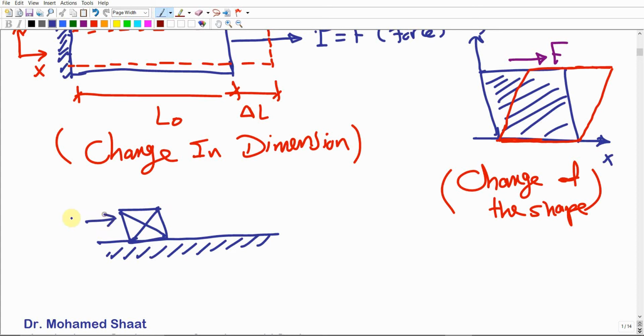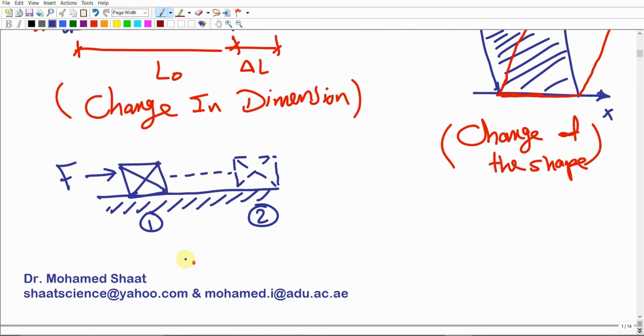And you're just gonna subject this box to some external force. So what's gonna happen? Definitely this box is going to move and be displaced to another location. So it's gonna be located here, moving from position 1 to position 2, right? So here we're gonna end up with some change in position of this object.